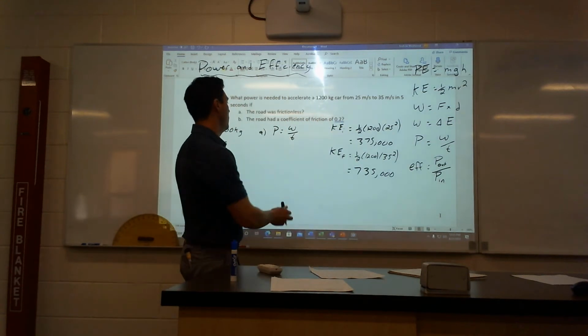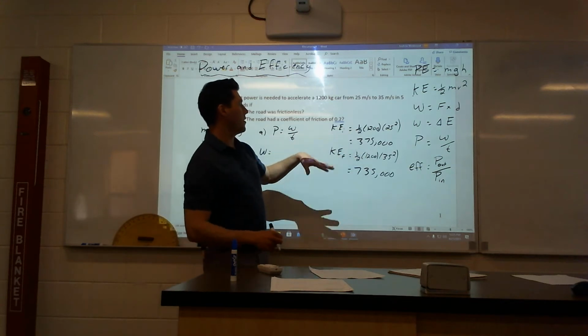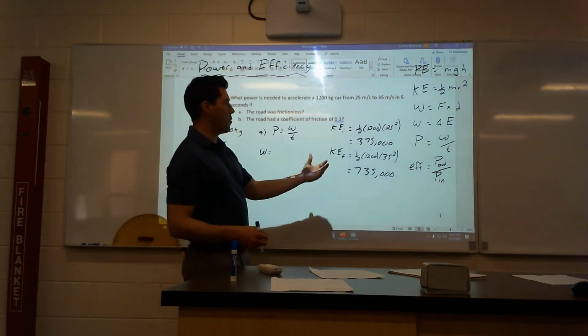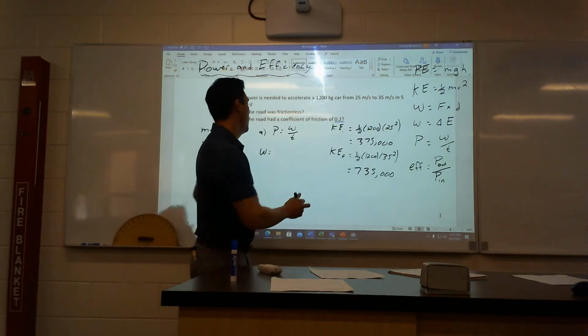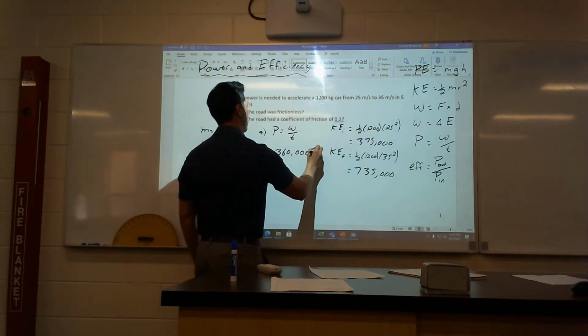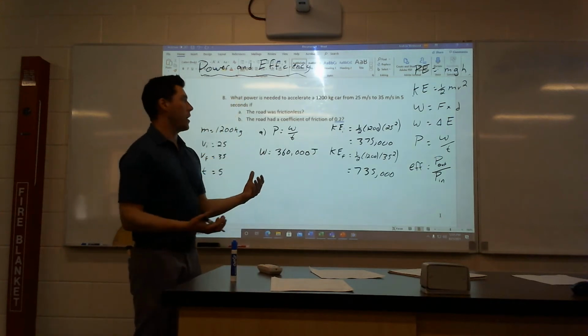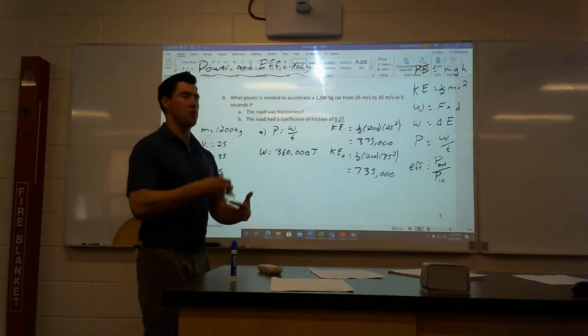The difference, the work, is just the difference between those two. That change in energy is my work. So if I take that minus this, I get 360,000. And that's joules. So that's how much work, basically, my car did to get from 25 meters a second to 35 meters a second.